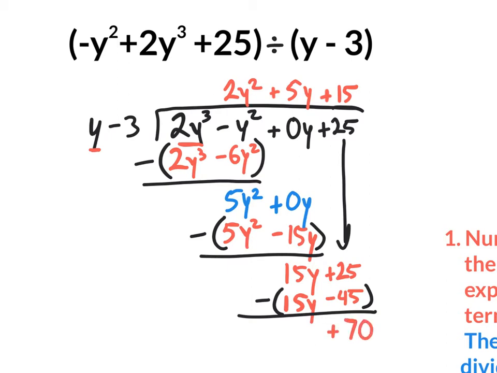You don't have to put the plus sign, but you could if you want. And of course, over here, this minus 15y cancels with the other 15y. So this is my remainder, okay? So my final answer will have plus the remainder 70 over the original divisor, which happened to be the binomial y minus 3. That's what I was originally dividing by. So this is my answer to this division problem.